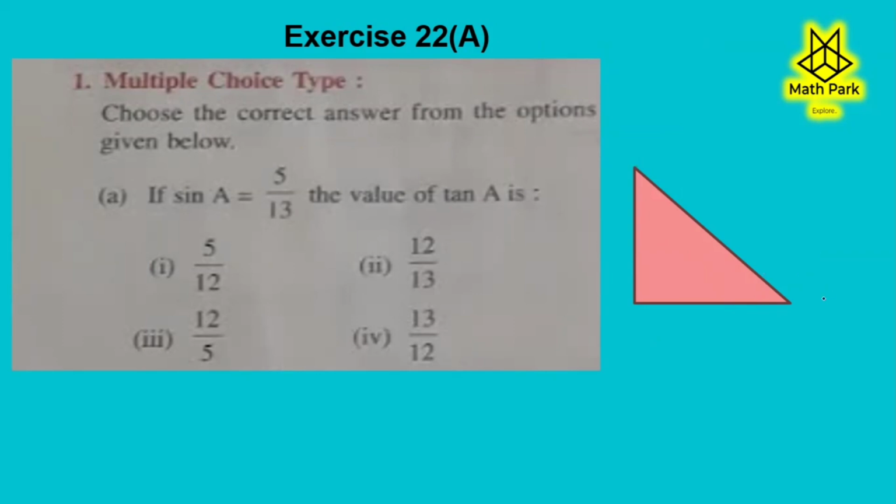Now sine A, that means A is an acute angle. So we can take A, B, C. So sine A, we know that sine is opposite upon hypotenuse. So this is 5, 13. And 5, 12, 13 is a Pythagorean triplet.